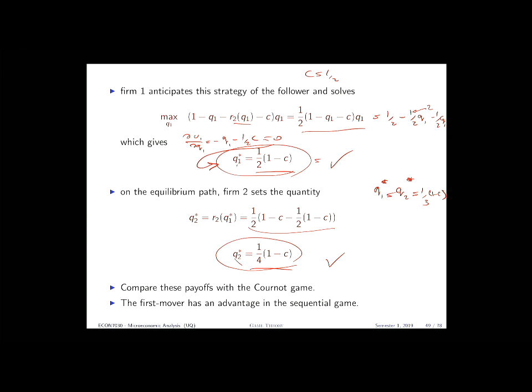So C equal to half, I'll get here 1 over 4. Here I'll get 1 over 8. Here I get 1 over 6. As you can see, a quarter is greater than this. And what does this mean? It means that the first mover has a strict advantage in those kind of duopoly games.